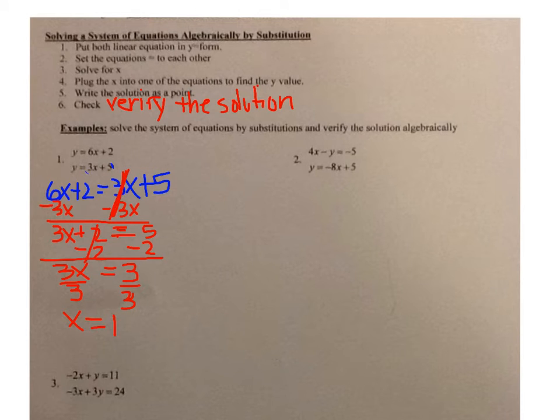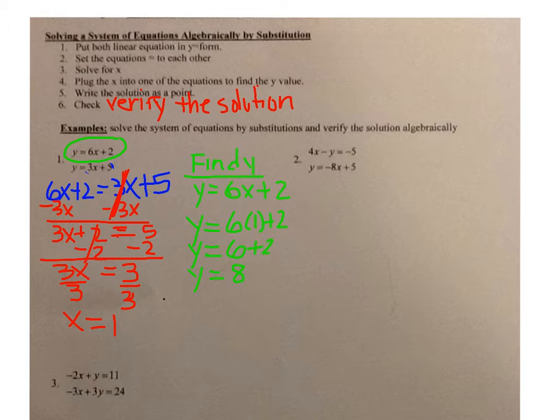All right, so we just solved for x. That was step 3. Now we have to take x equals 1 and plug it into one of the two equations. It doesn't matter, so I'm going to plug it into the first one. All right, so right here I'm going to put find y. Write the equation down. Y equals 6x plus 2. Now plug in x equals 1. Y equals 6 times 1 plus 2. So that's 6 plus 2, and that means y is equal to 8.